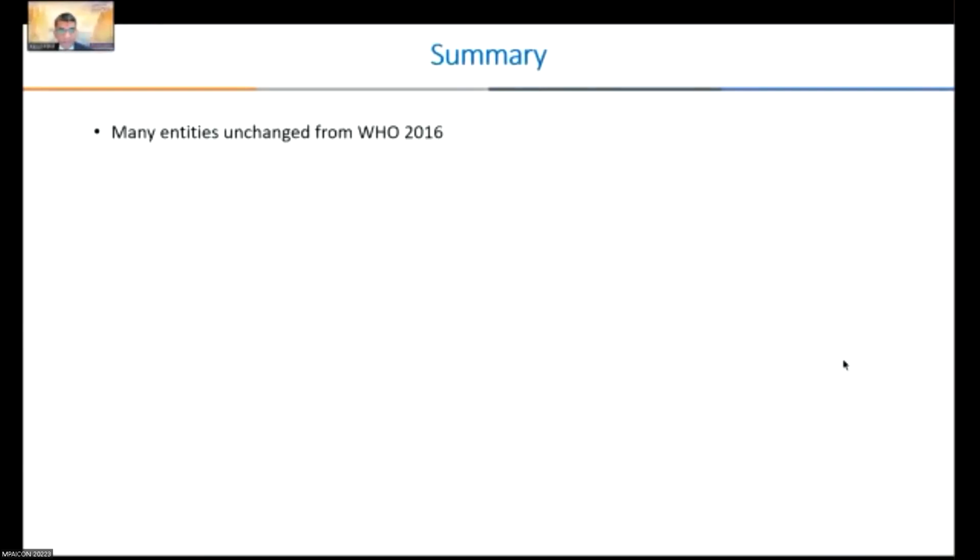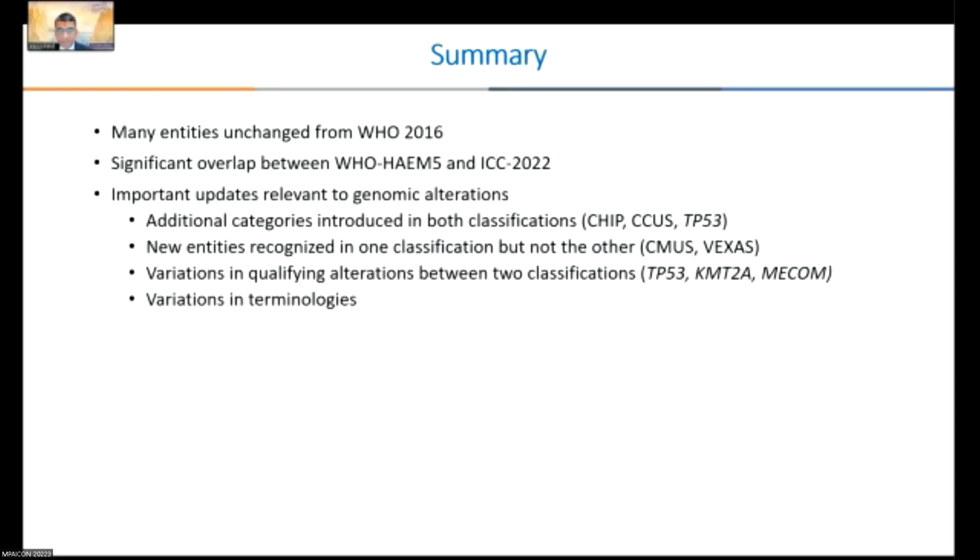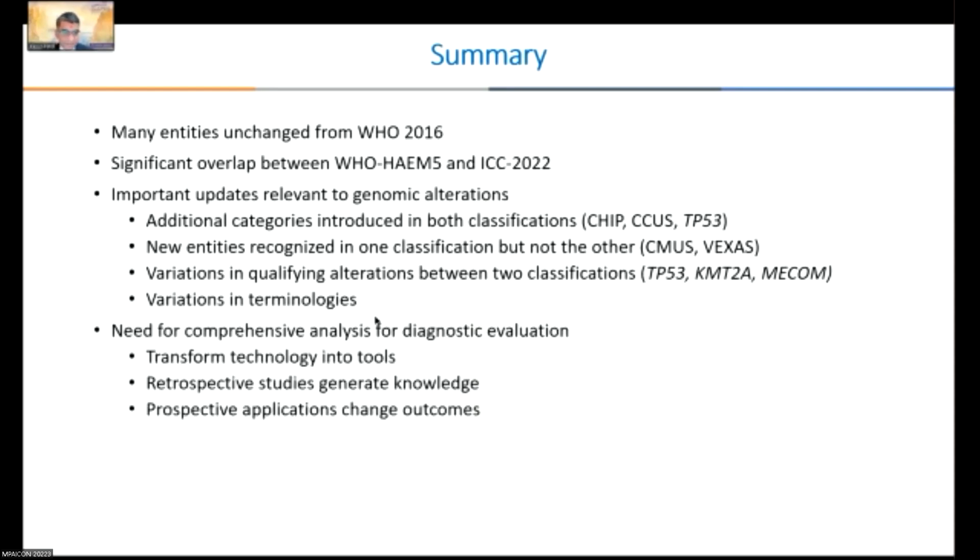So in summary, comparing the recent classifications to 2016, many entities have remained unchanged. With regard to the two new classifications, there is a significant overlap between the two. There are also some significant updates where additional categories have been added to both, such as the ones listed here. There are some in one but not the other. There are also some variations in the qualifying alterations between the two classifications, and some variations in the terminology. So while the recognition of genomic alterations is there in both, the way they approach them may vary slightly, and that's something to keep in mind.